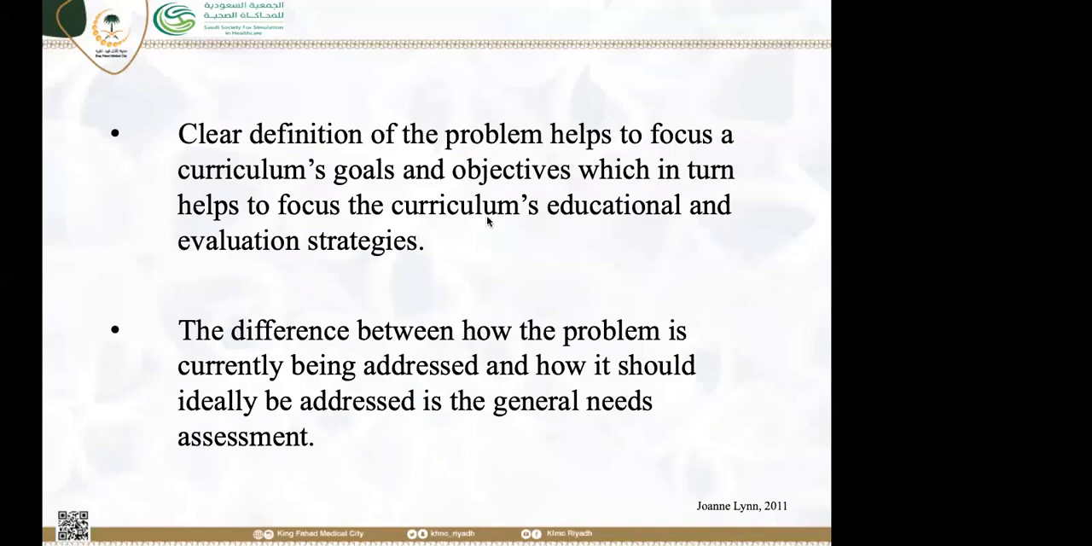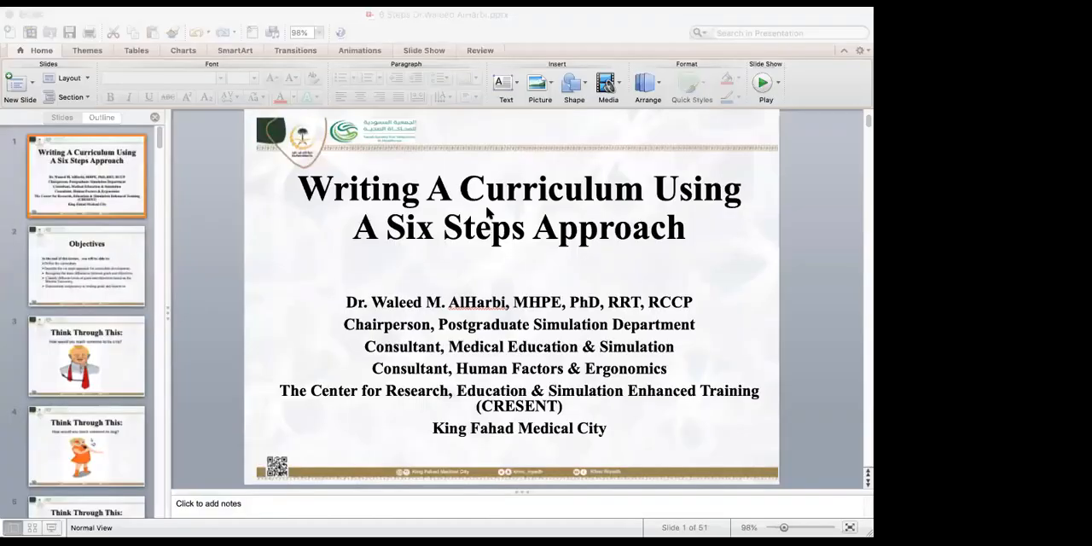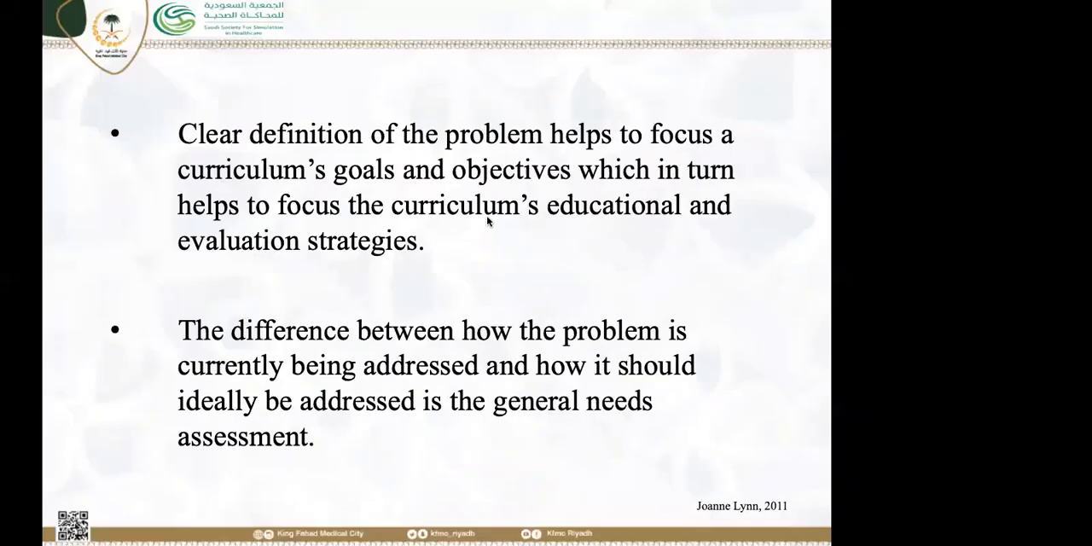How can we do the general need assessment? When you think about it, an easy definition is: what are the key differences between the current and ideal approaches? The difference between how the problem is currently being addressed and how it should ideally be addressed is the general need assessment. For example, how they intubate right now, how they insert the IV cannula.